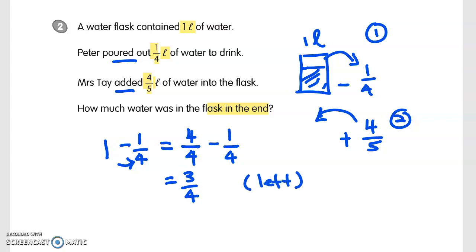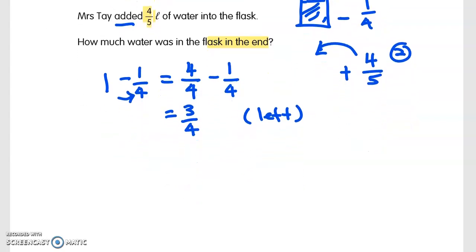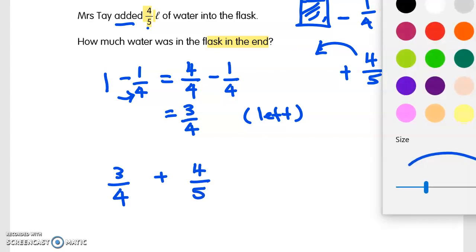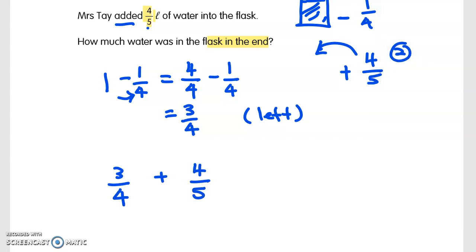Now second part, Mrs. Tay added 4/5 liter of water back into the flask. So we have 3 out of 4 liter of water and she added 4 out of 5 liter of water back into the flask. So now we need to add the two fractions, but the denominators are different. They are not like fractions. We've got to make it like fractions.